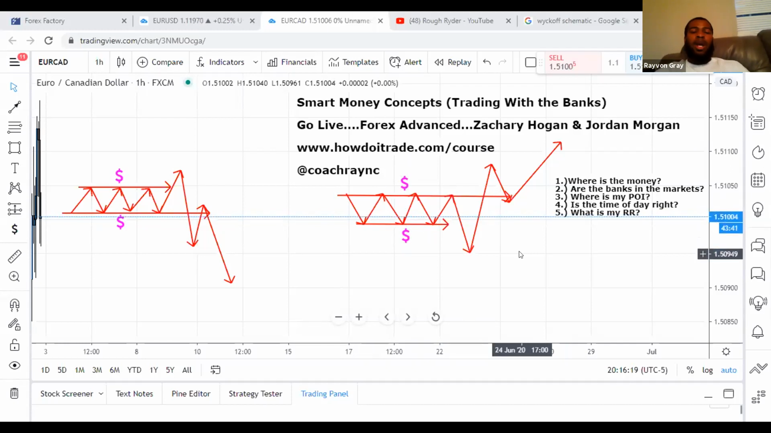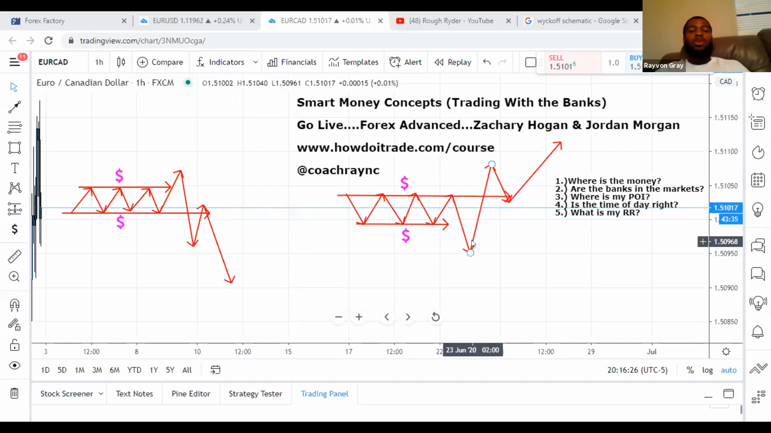Are the banks in the market? How can we identify that the banks are in the market? We just talked about that. When you see those large candles very, very fast, that's when you know that they're in the market. So you might see an hour candle this big. That's not normal, right? That means that they're moving the market very, very fast, right?